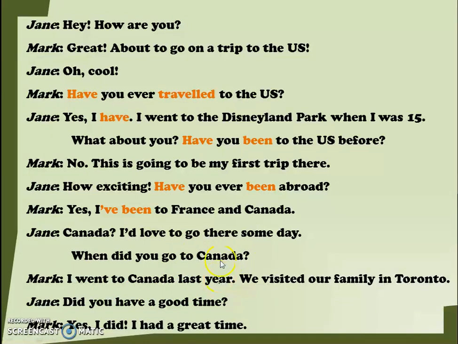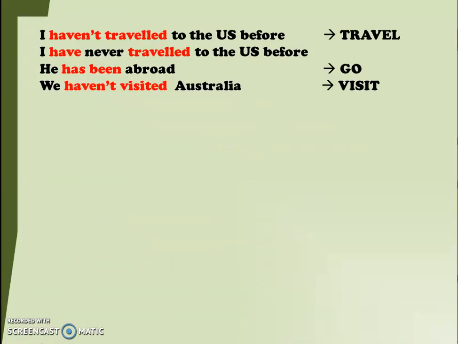So in these two cases, the information provided is more specific. The time reference here is last year. And last year, we visited our family in Toronto. And last year, we had a good time in Canada. So let's analyze this language. I haven't traveled to the US before, or I have never traveled to the US before. See that these are two ways of showing the negative form.